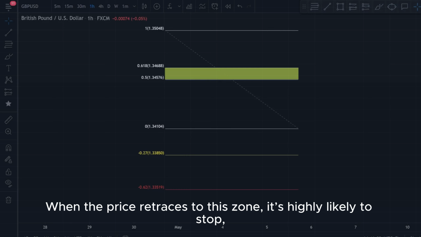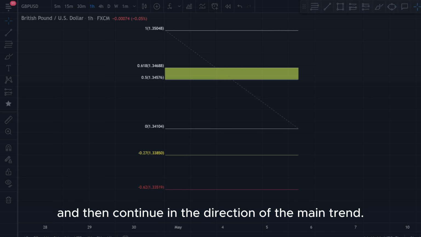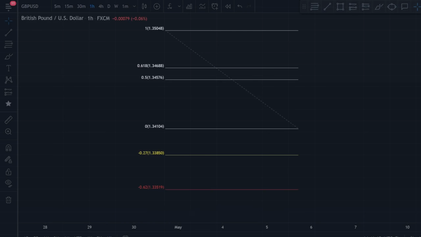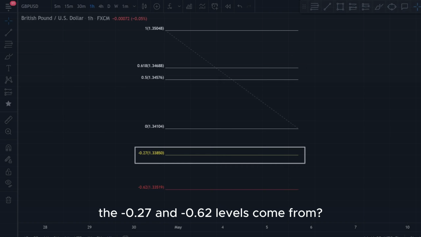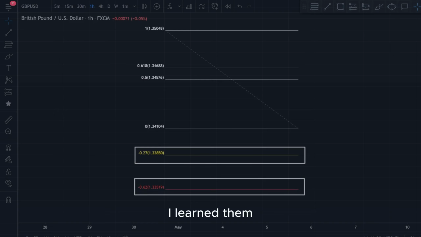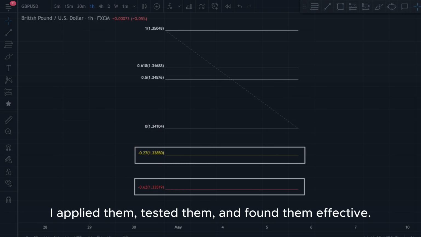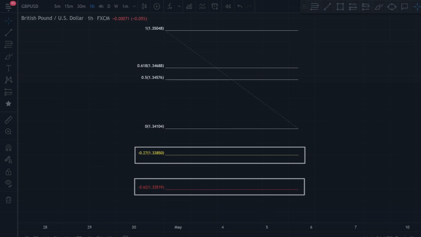When the price retraces to this zone, it's highly likely to stop and then continue in the direction of the main trend. Because it's the strongest, I only keep this price zone. Other weaker zones are irrelevant to me, so I disable them. Now, where did the minus 0.27 and minus 0.62 levels come from? I learned them from other sources. I applied them, tested them, and found them effective. That's why I use them and share them with you.